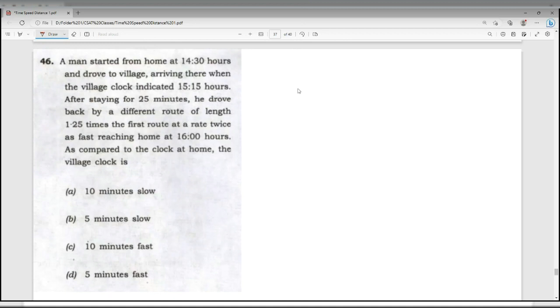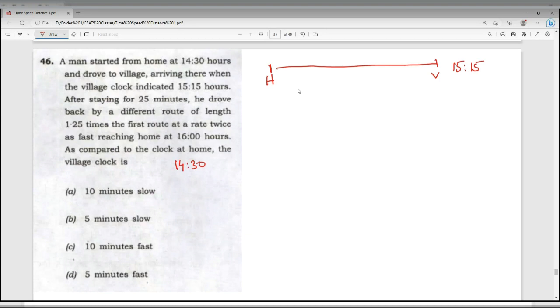So in this case, what they're saying is a man started from home. This is home, and in the home clock, let's say we have this clock. It says 14:30, that is 2:30, and he's leaving home. Then he reaches a village, and when he reaches the village, the clock shows 15:15, that is 3:15 p.m. There he stays for 25 minutes.